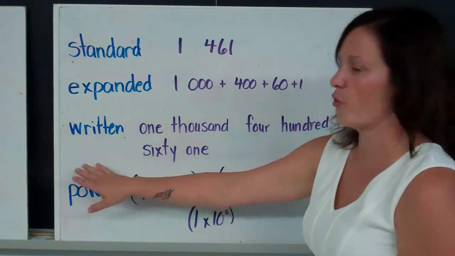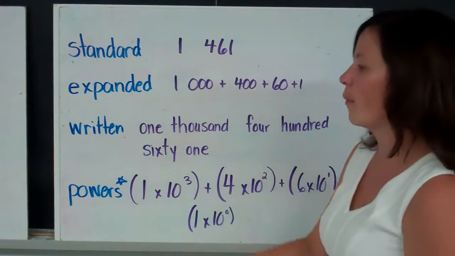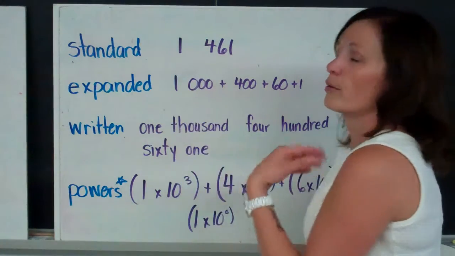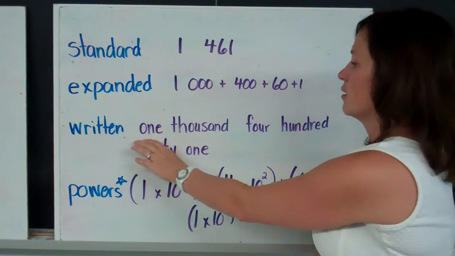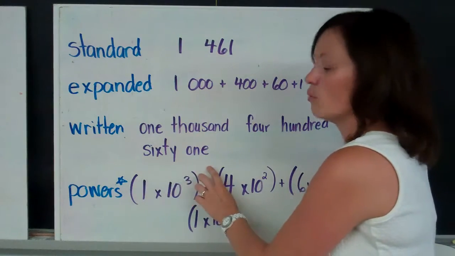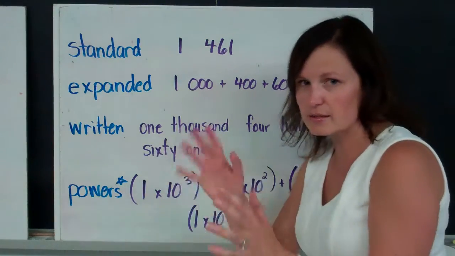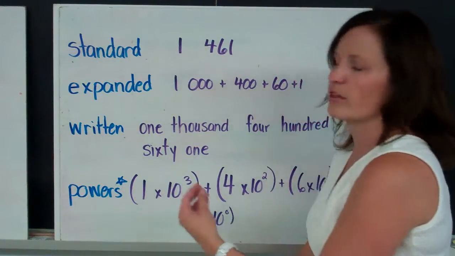And then there's written form, where I take my standard form and I write it out in words. So I write it out as I would say it. So 1,461. Now a grade 8 sort of concept is writing it out with powers.